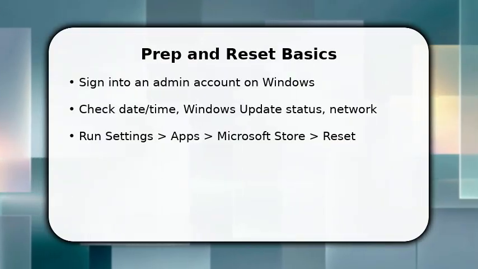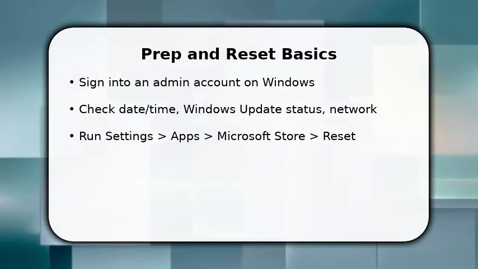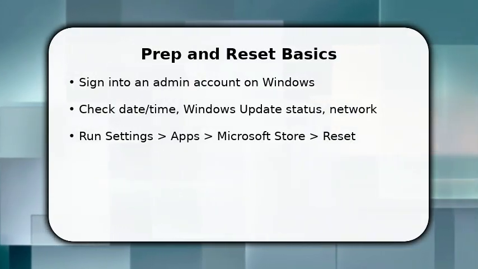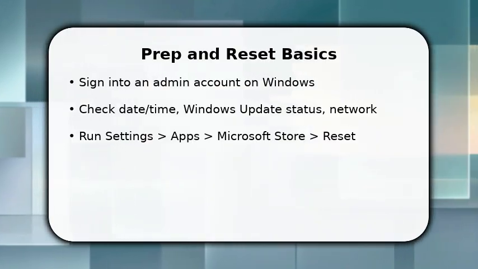You start by confirming essentials. You're signed into an administrator account and Windows Update is current. Network must be stable. Open Settings, go to Apps, find Microsoft Store and choose Reset. That clears cache and most registration hiccups.